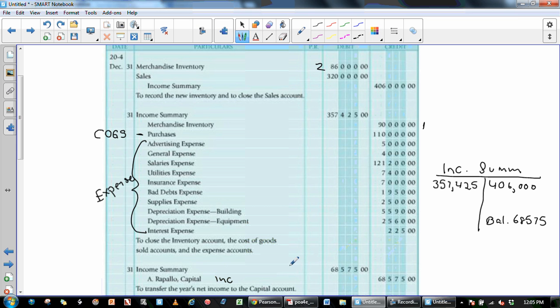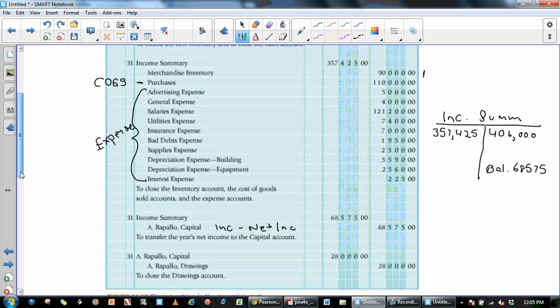This means I have a net income. If I had a net loss, your expenses would be greater than your sales, and you would end up having a debit balance in income summary, and then to empty it out, you would have to credit income summary and debit capital, which would decrease capital. But this isn't that case. That would be the opposite case if you have a net loss.